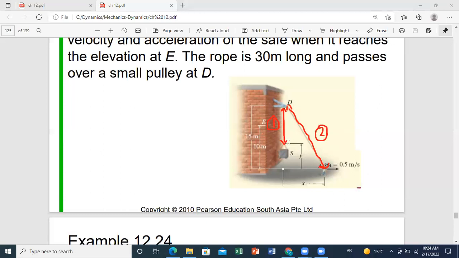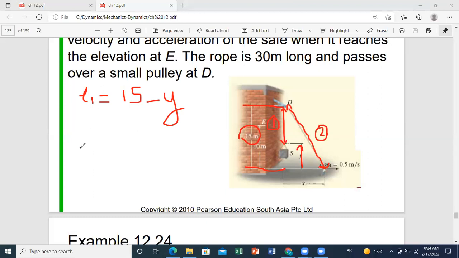What is length 1 as a function of my y? If you look at your figure, okay, the level of D from the ground is given. So D is at 15 meters from the ground, okay? And CD is 15 minus this part, which is y. So I can say that L1 is equal to 15 minus y.